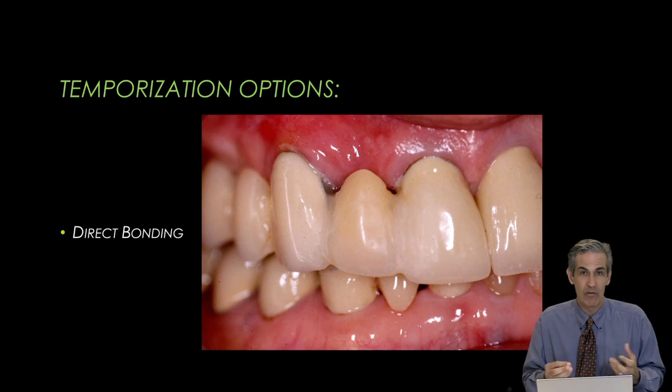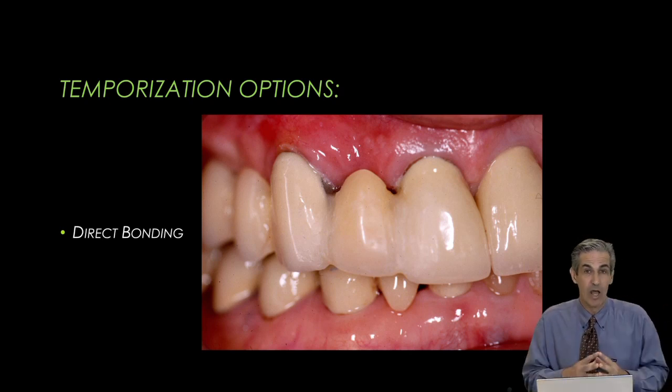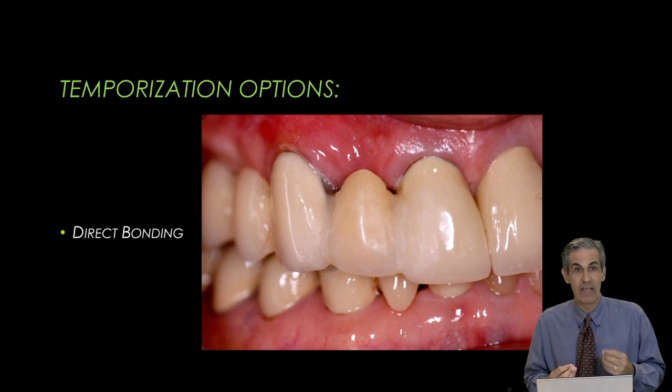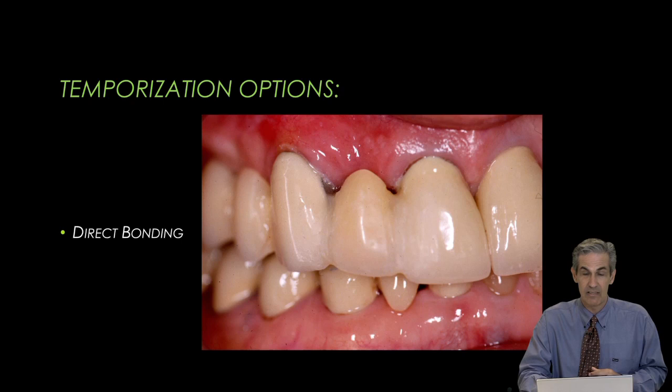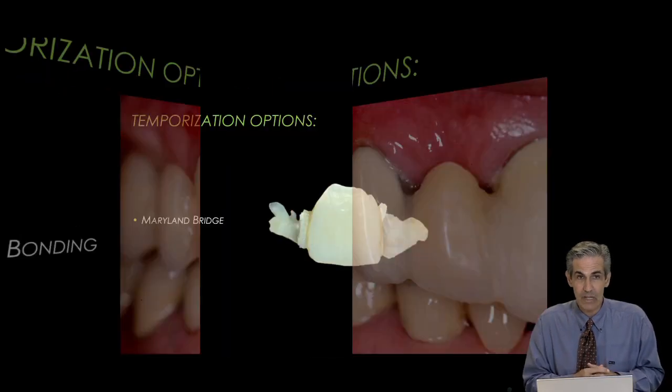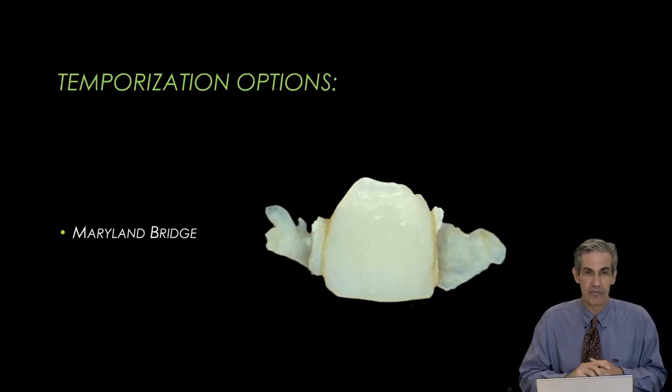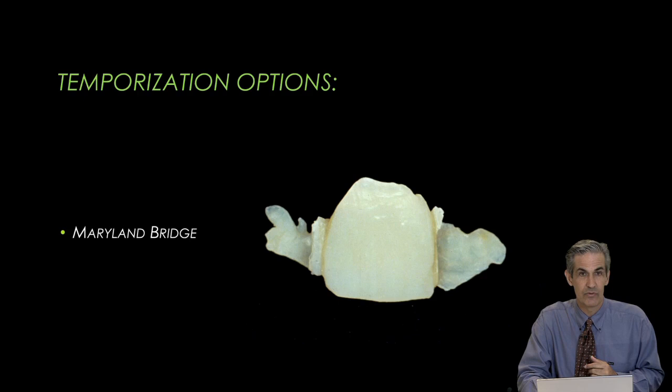So this is not one of our favorite restorations now from a restorative point of view, but from a biologic point of view, the fact that you can make a provisional that doesn't press on the tissue does have its advantages. I've heard of Maryland bridges being used for provisionals. Personally, I've never used them.